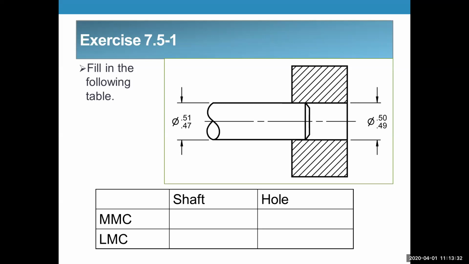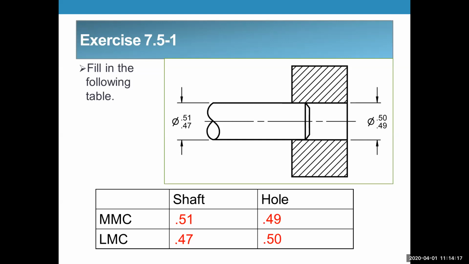So let's look at this situation again. What's the maximum material condition of the shaft? 0.51. Yeah, 0.51. And the hole would be? 0.49. Yep. And so least material condition is going to be the other end of the limit. The least material condition of the shaft should be 0.47, and the least material condition of the hole should be the largest hole, the least amount of material around it, which is 0.50.